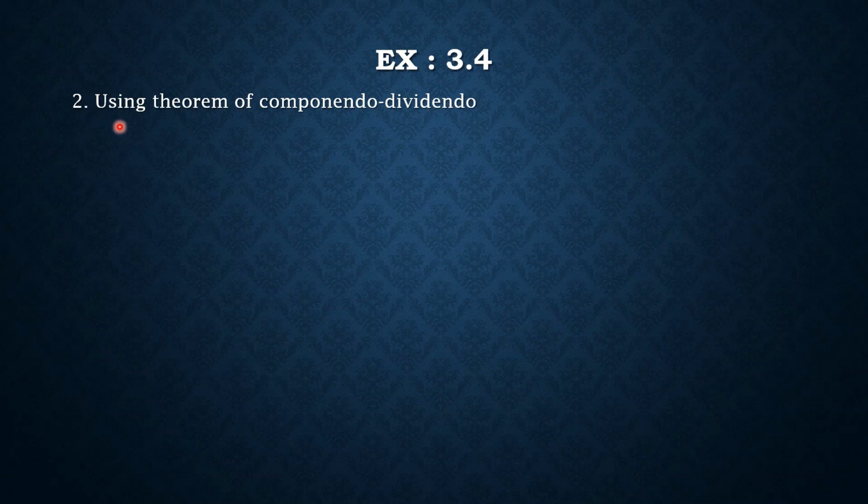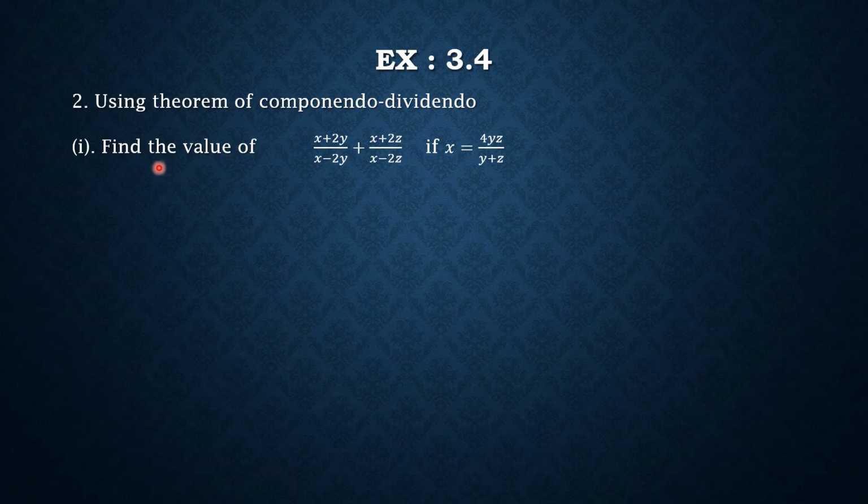This question states that using theorem of componendo dividendo, we have to find the value of x plus 2y over x minus 2y plus x plus 2z over x minus 2z, if x equal to 4yz over y plus z. Look at the question that value of x is given and we have to find the value of this expression, that is x plus 2y over x minus 2y plus x plus 2z over x minus 2z. So let's start the solution of the question.